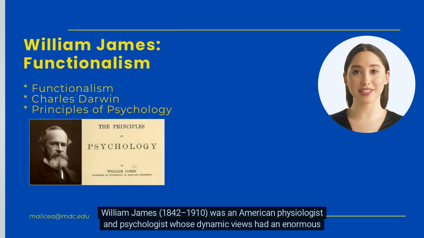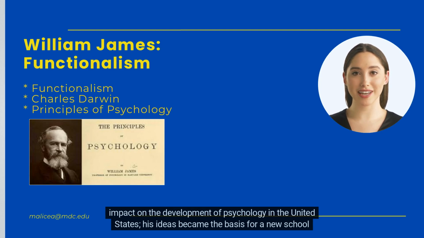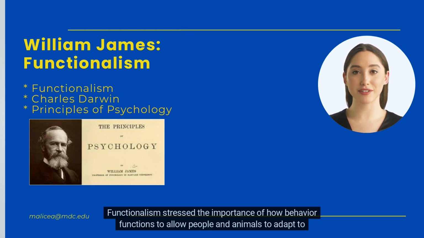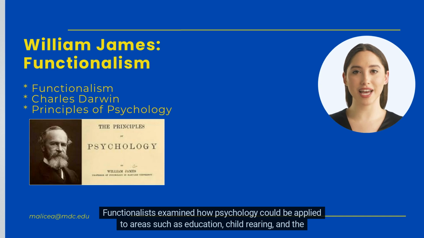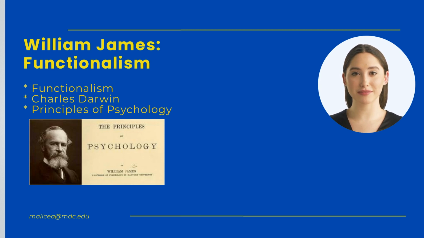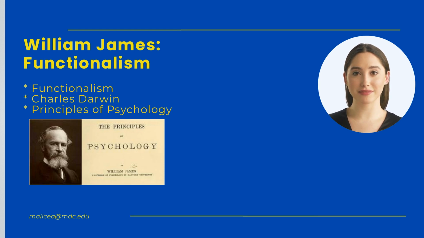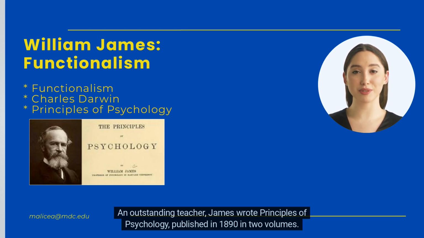William James, 1842-1910, was an American physiologist and psychologist whose dynamic views had an enormous impact on the development of psychology in the United States. His ideas became the basis for a new school of psychology, called functionalism. Functionalism stressed the importance of how behavior functions to allow people and animals to adapt to their environments. Functionalists examined how psychology could be applied to areas such as education, child rearing, and the work environment. Like Charles Darwin, James stressed the importance of adaptation to environmental challenges. An outstanding teacher, James wrote Principles of Psychology, published in 1890 in 2 volumes.